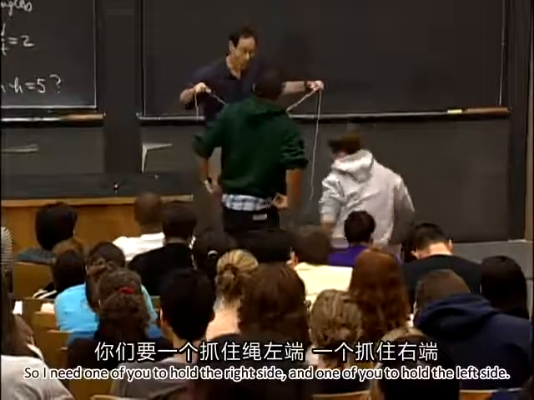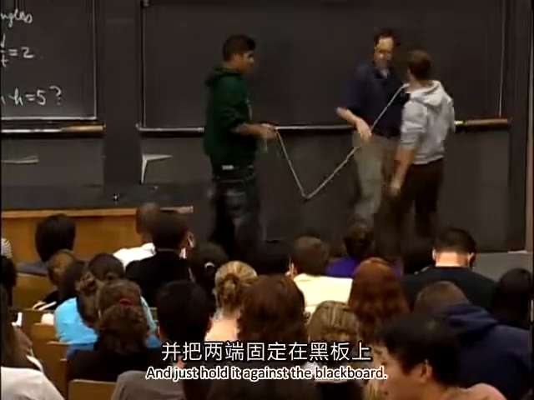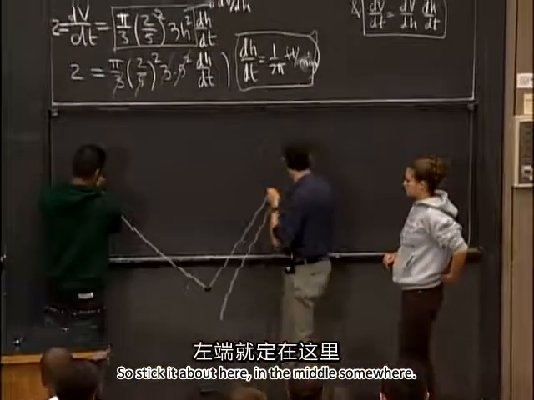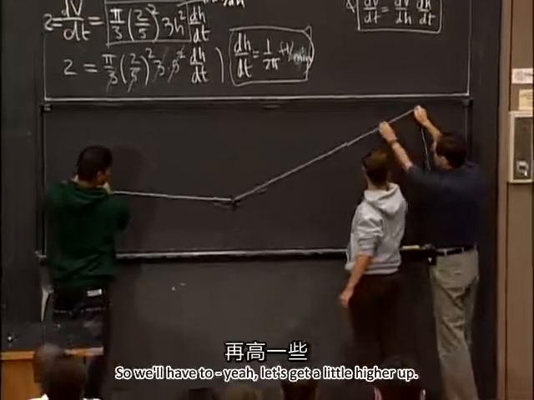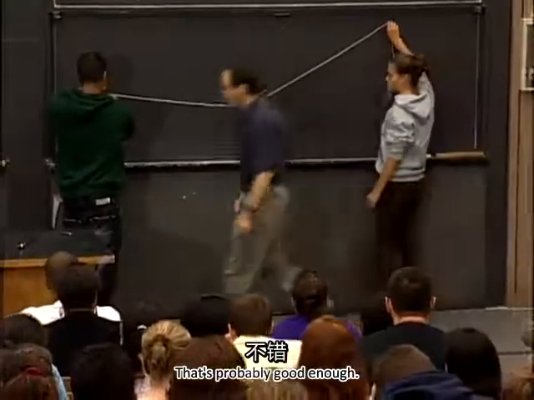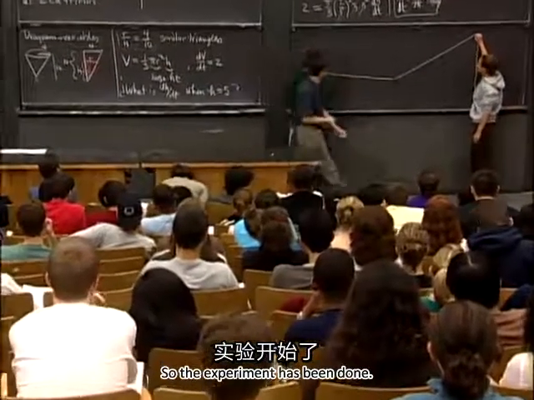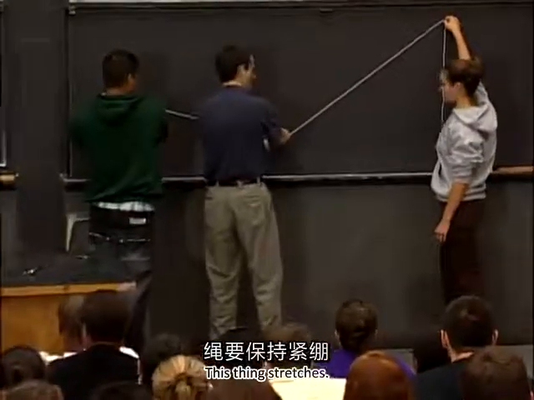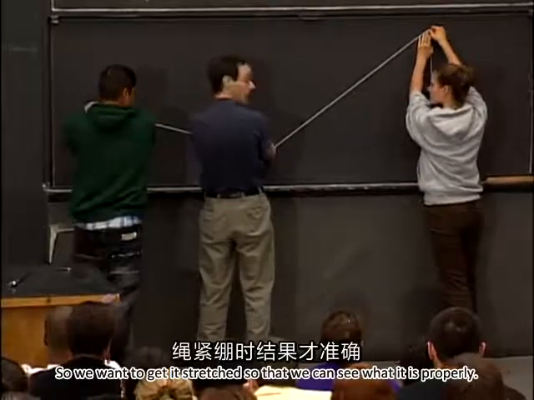So I need one of you to hold the right side and one of you to hold the left side. Okay, and just hold it against the blackboard. We're going to trace, so stick it about here, in the middle somewhere. All right, and now we want to make sure that this one is a little higher. So let's get it a little higher up. All right, that's probably good enough. So the experiment has been done. We now see where this thing is, but now hold on tight. This thing stretches.